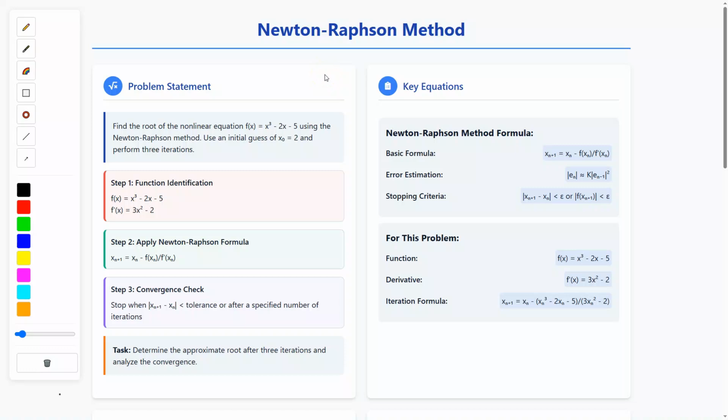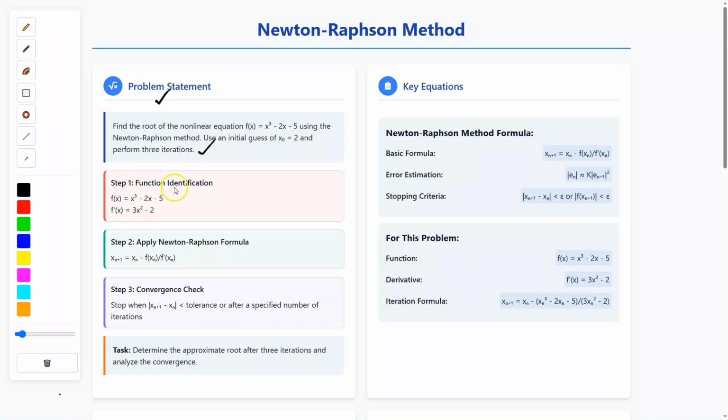Today I'll talk about the Newton-Raphson method. Here is the problem statement. Find the root of the nonlinear equation f(x) = x^3 - 2x - 5 using the Newton-Raphson method. Use an initial guess of x0 = 2 and perform 3 iterations.